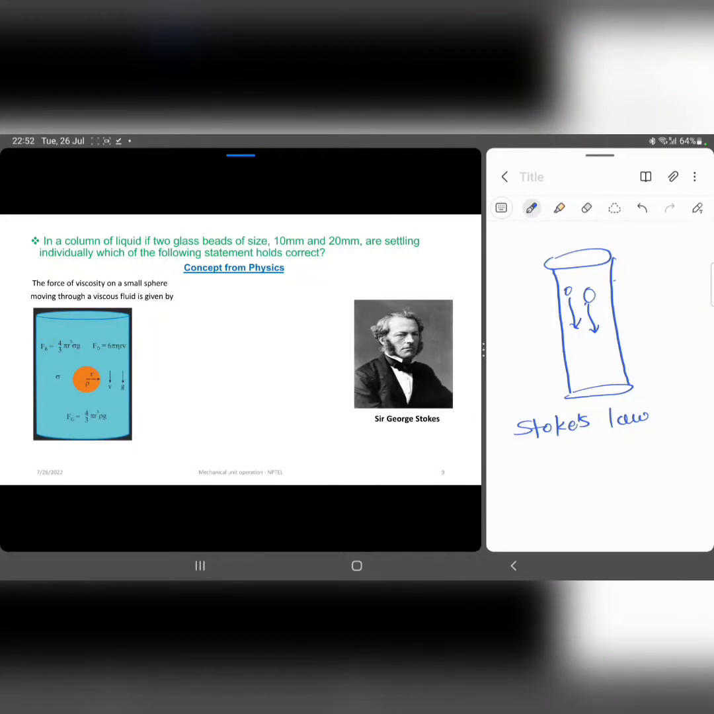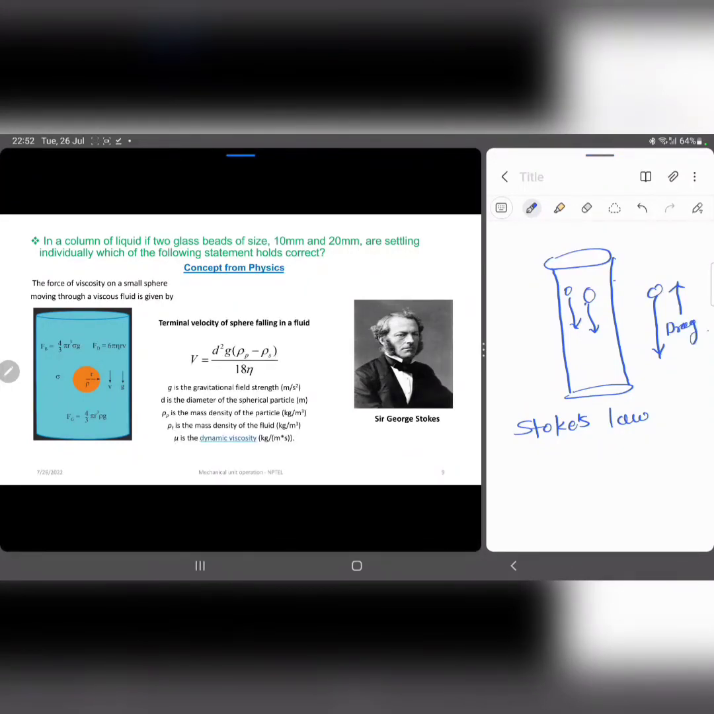The other is the buoyant force. Buoyancy force is also a famous force: when you put any weight or any particle in a liquid, the liquid also exerts some buoyancy force on it. And the final and important force is the drag force. Whenever any particle is going down, there is some drag force in the opposite direction.